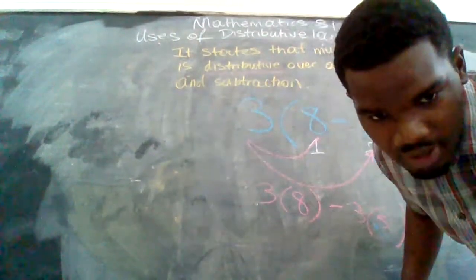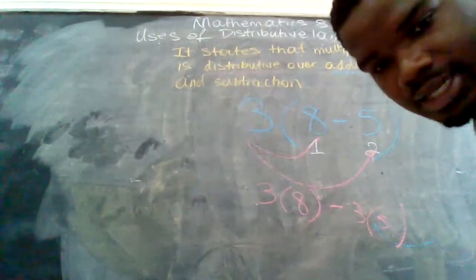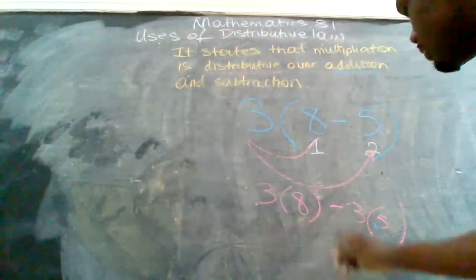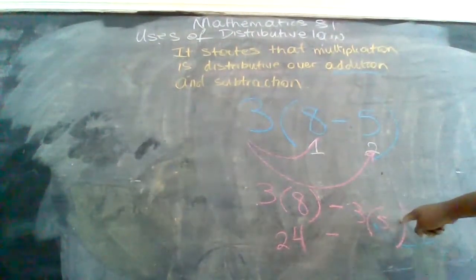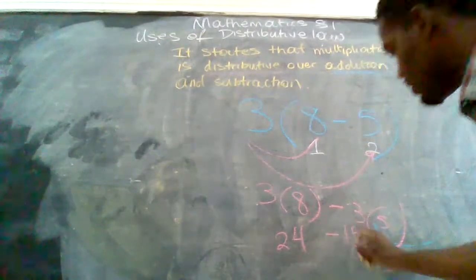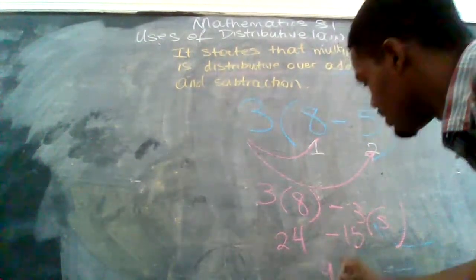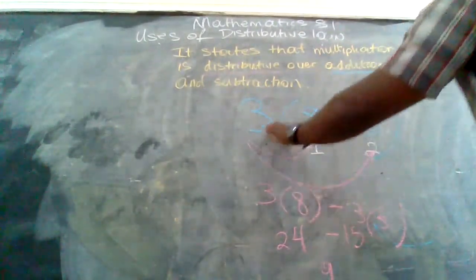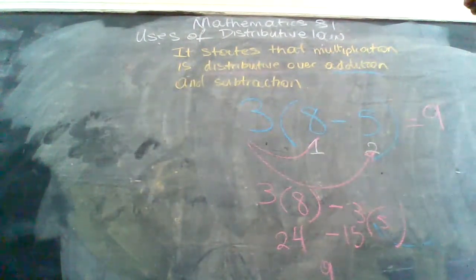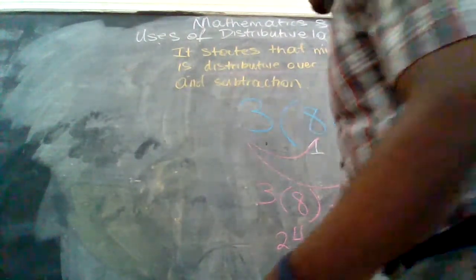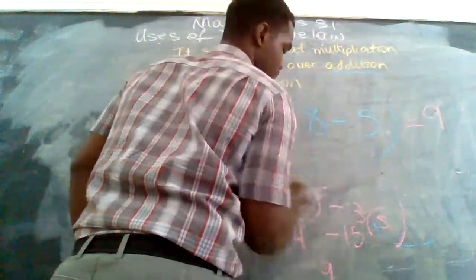And now we just need to find out what is 3 times 8. 3 times 8 gives us 24. Okay? 24 minus 3 times 5 gives us 15. So when we say 24 minus 15, the answer is 9. So 3 bracket 8 minus 5 gives us 9. Alright, let's do one more for practice on the subtraction.